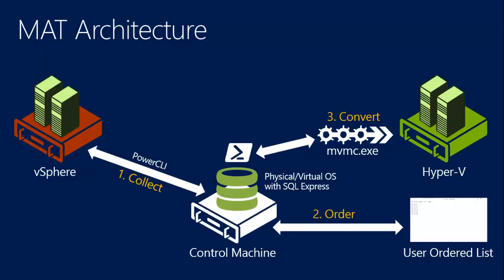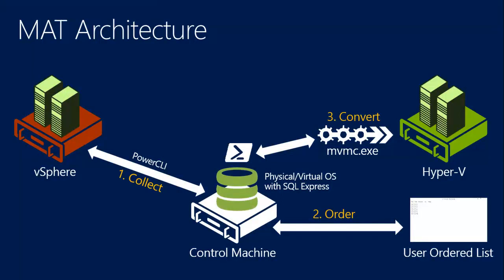One of the nice things about this is the way it's written, you can do more than one conversion at the same time, which the UI will not let you do. So the guidance we give is 3 per control machine, the machine that's doing the conversion. 3 of those at once is the guidance that we give.